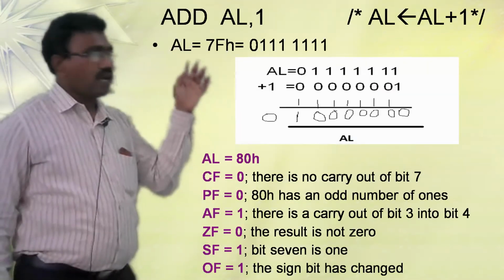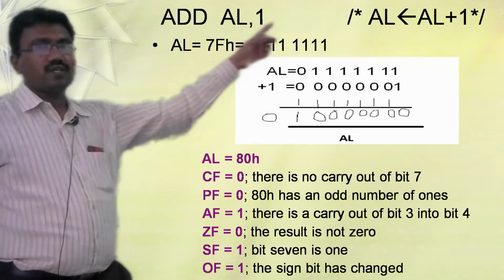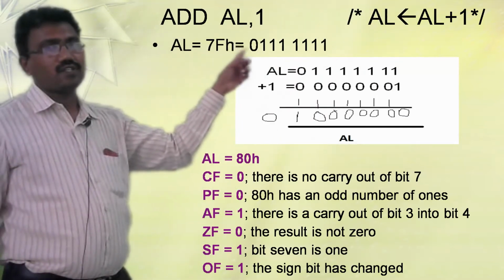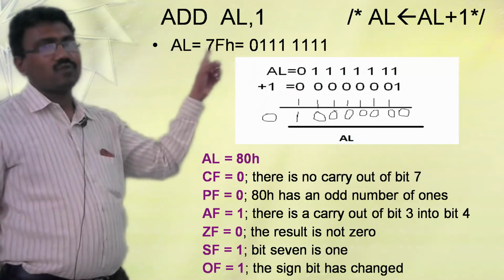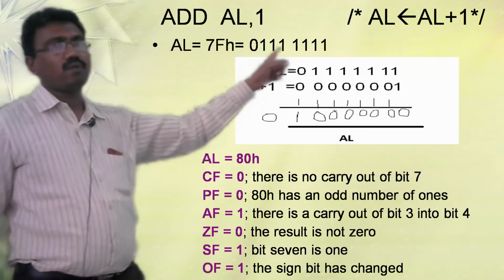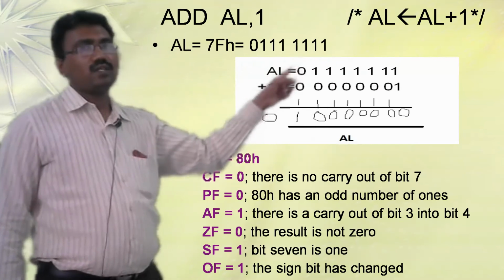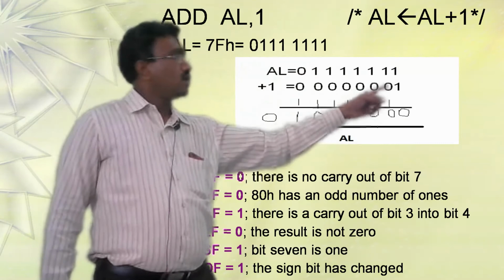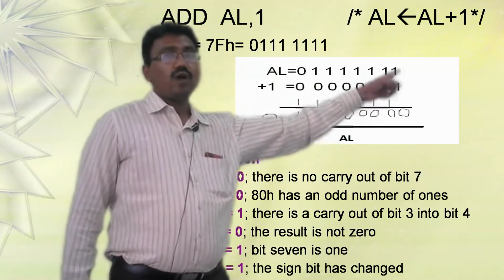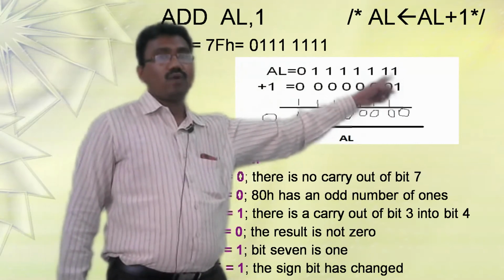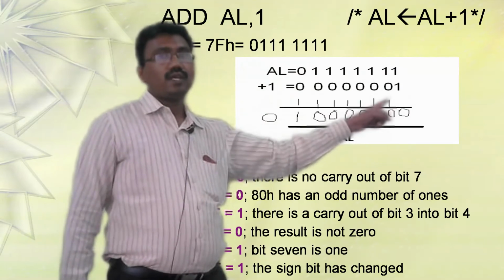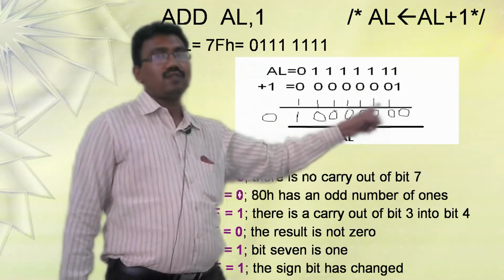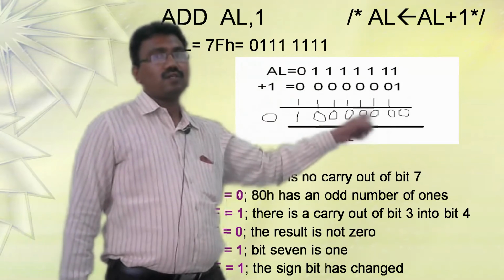So what is the instruction? ADD AL, 1. The description is AL plus 1 to AL. The AL content is 7Fh. Converting 7F to binary, 7 means 0111 and F means four ones. This is AL, plus 1. Perform binary addition: 1 plus 1 is 0 with carry 1. 1 plus 1, 0 with carry 1. 1 plus 1, 0 with carry 1. 1 plus 1, 0 with carry 1.